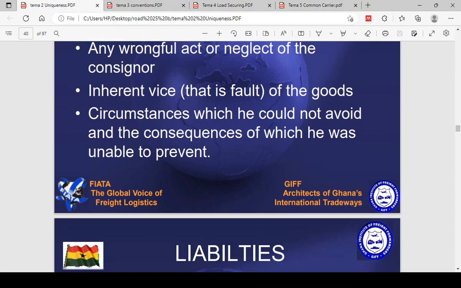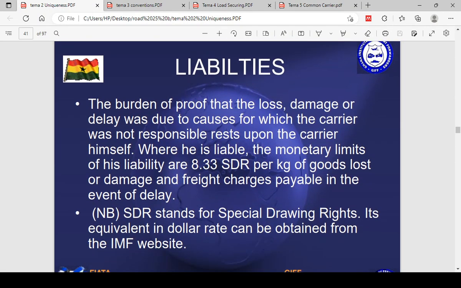And the burden of proof that the loss, damage, or delay was due to causes for which the carrier was not responsible rests on the carrier himself. He has to prove beyond all reasonable doubt that he is not responsible. Where he is liable, the monetary limits of his liability are 8.33 SDR per kilogram of goods lost or damaged, and freight charges payable in the event of delay. This is very important. SDR stands for Special Drawing Rights. Its equivalent in dollar rates can be obtained from the IMF website.